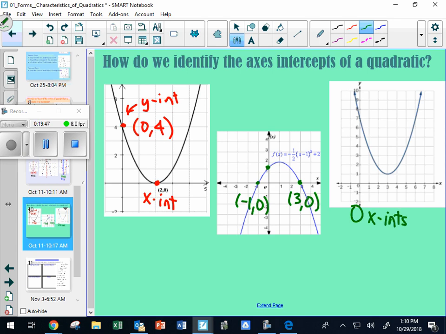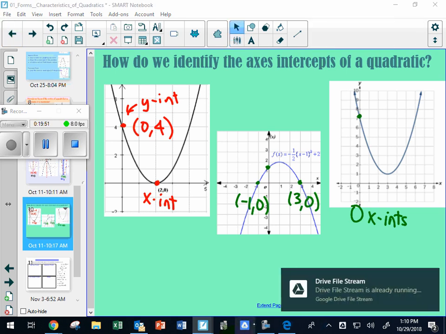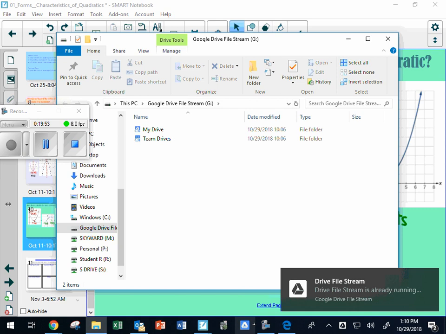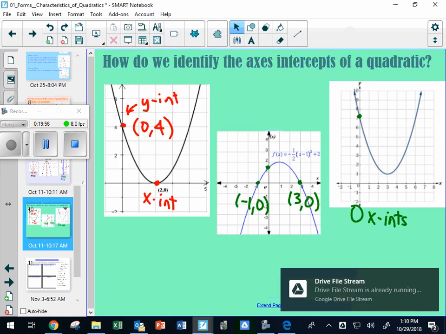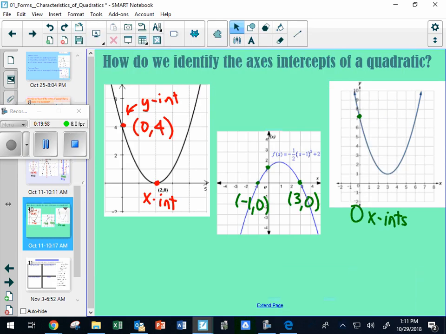Yeah. And so a lot of the stuff that we're looking at right now just has to do with if we have a graph, can we find this information? All right.